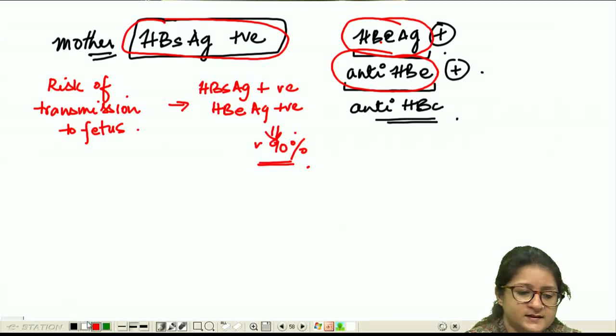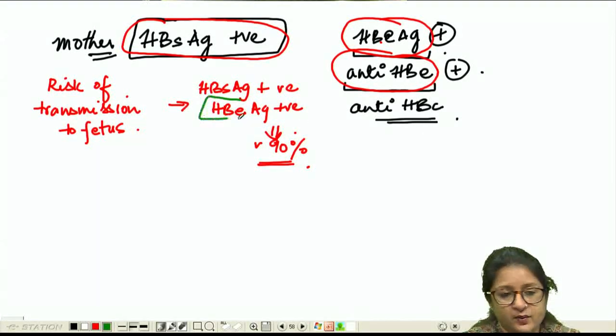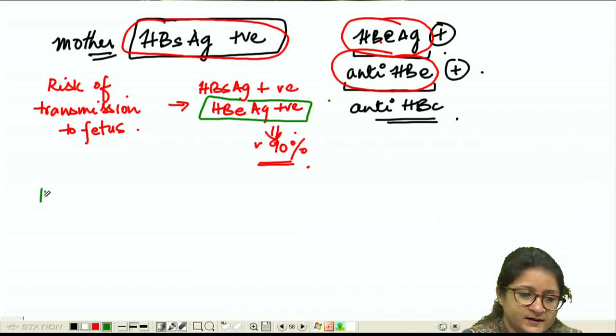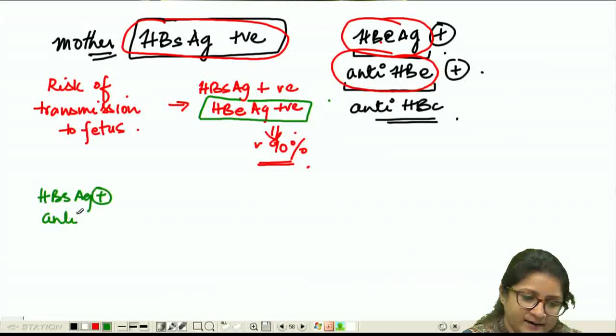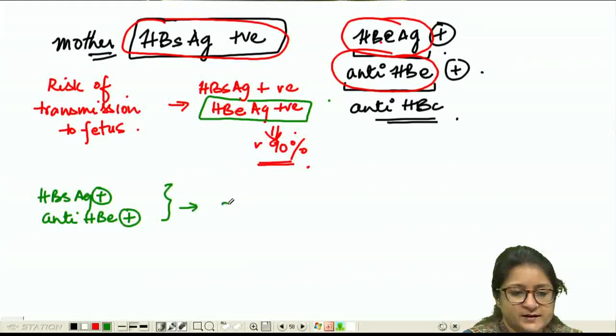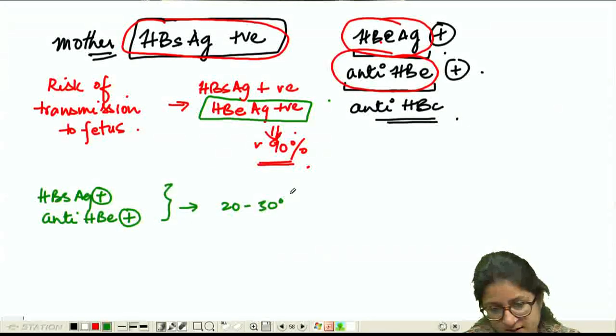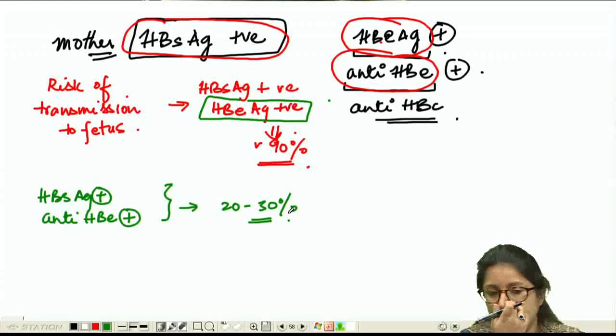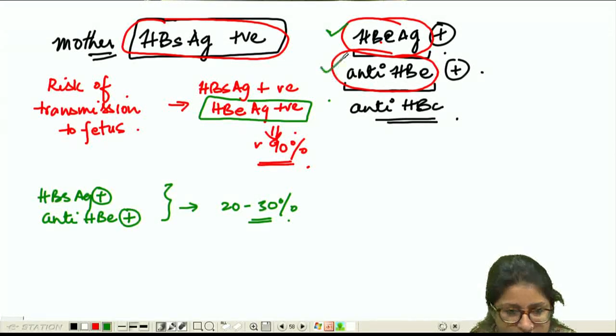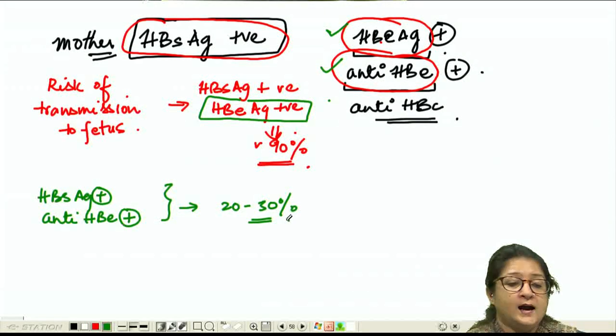All right, with HBe antigen being positive, if the mother is HBs antigen positive and anti-HBe positive, then the risk of transmission is around 20 to 30%. So that is what is important to remember. We are mainly concerned with these two values. Another important thing to remember is that the treatment of the mother goes on. There is hardly any transplacental passage of the virus.